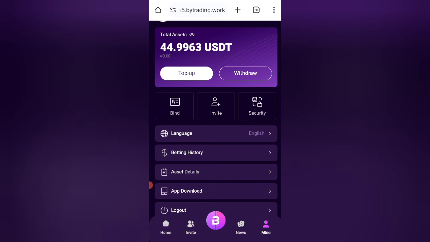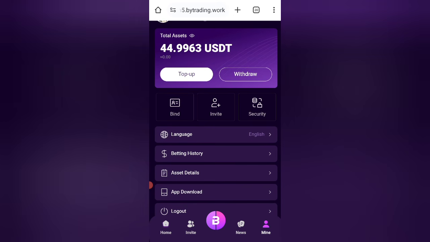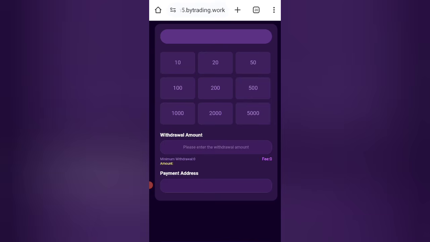So first things first, I want to place a withdrawal on this Bytrading. I can withdraw the whole of my amount on this balance, both the capital and profit. You can withdraw anytime. So now I want to withdraw all of this that I have. I want to withdraw like $44. So I'll just click on withdraw.